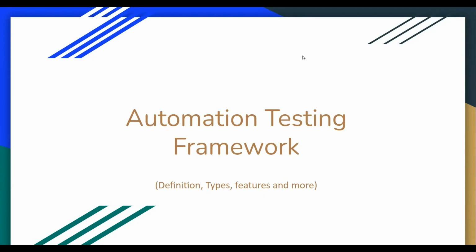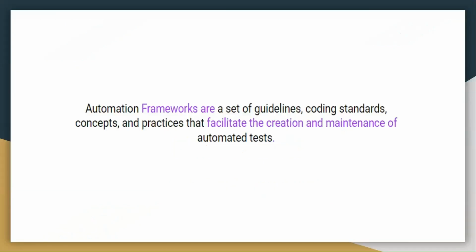So let us start. If we talk about the definition, automation frameworks are simply a set of guidelines, coding standards, concepts, and practices that facilitate the creation and maintenance of automated tests, which simply means we are setting up a few rules to standardize the whole testing process within our project. That is, we are telling everyone how to create automation scripts, how test data should be maintained, how execution and reporting will work, and how whatever integrations there are will work.